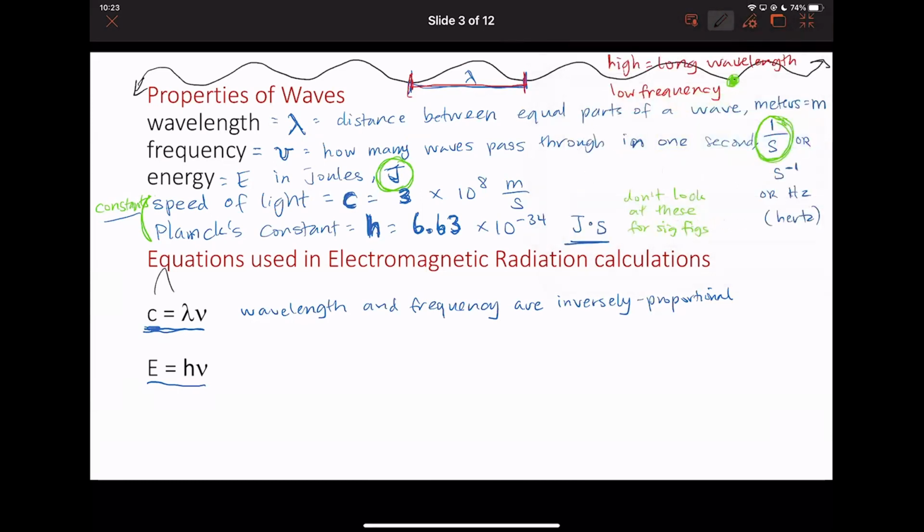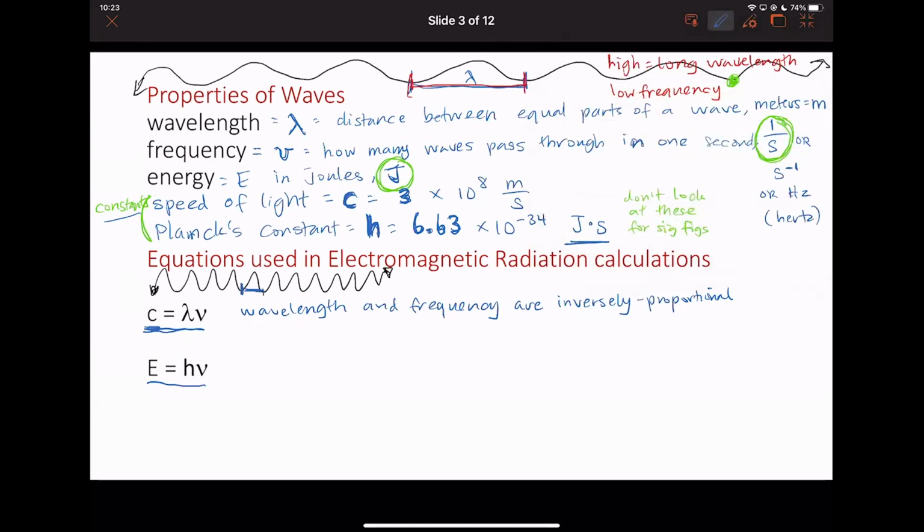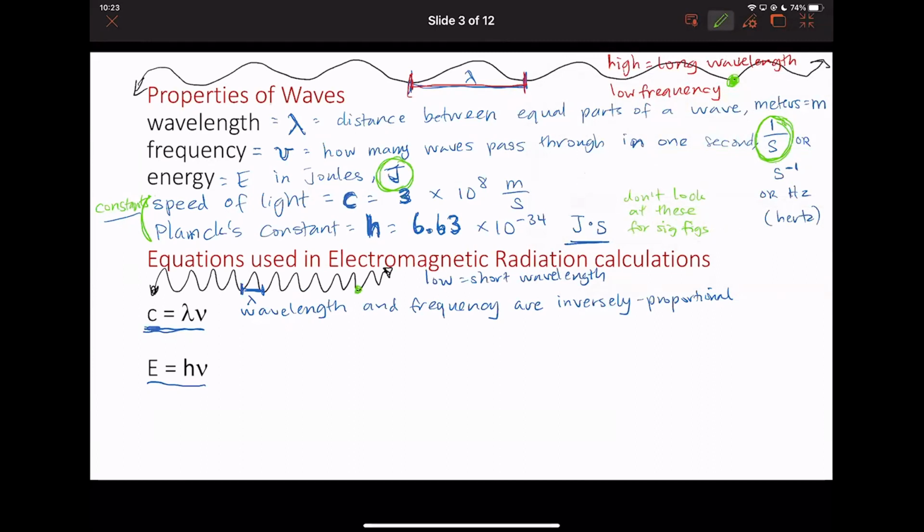This compares to this wave. So this wave, which I could keep on going in either direction, has a low or short wavelength. Not much distance between those waves. And as a result, when you take one point here and you count how many waves pass through in 1 second, that has a high frequency. You've got a lot of those waves passing through the point in 1 second. So they're inversely proportional. This other equation is a relationship between energy and frequency.